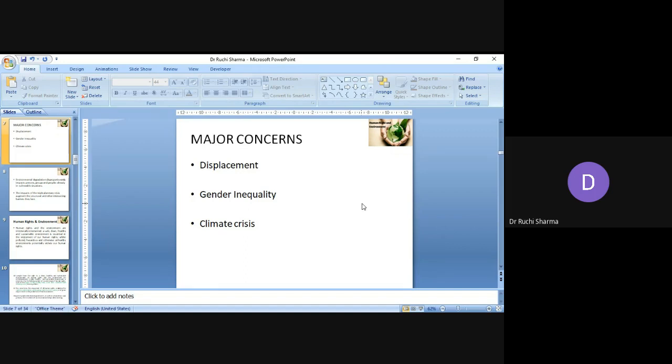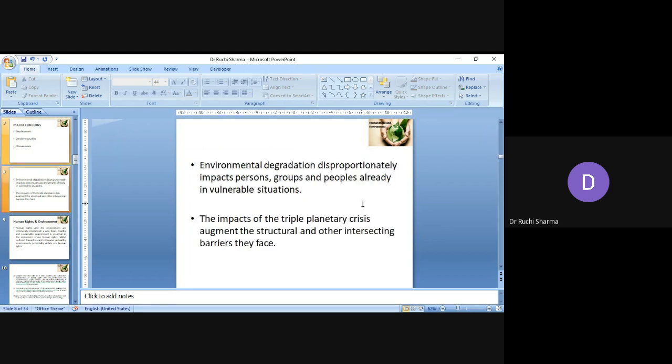Another major concern is gender inequality, which also harms the rights of the child. Then there is the climate crisis. All these are interrelated and interdependent, and today we are going to understand how to work on them.